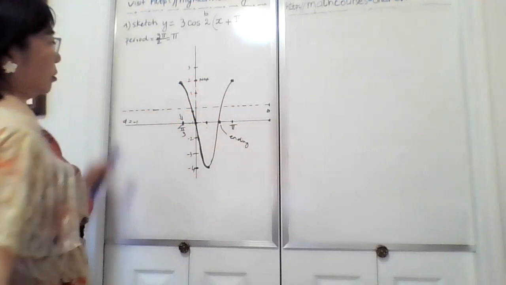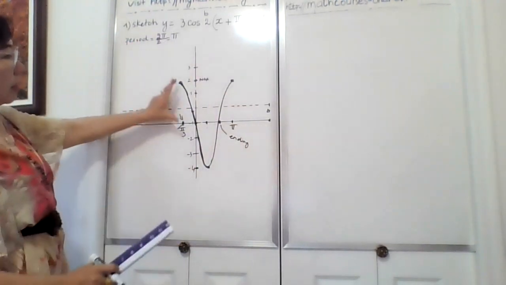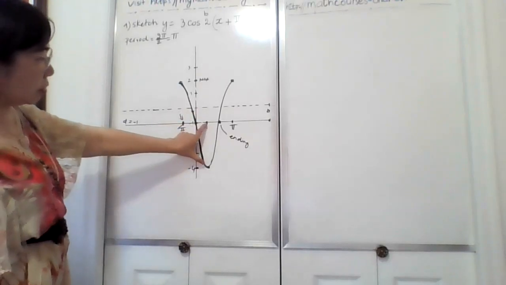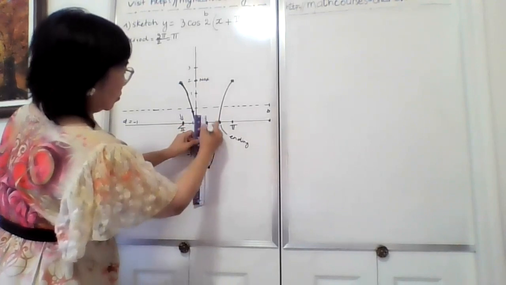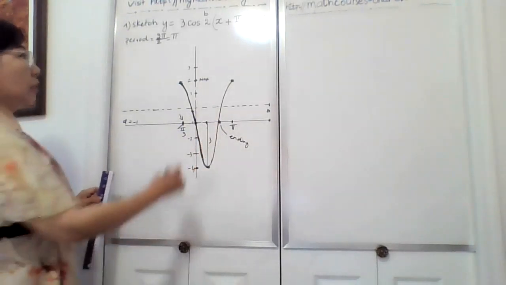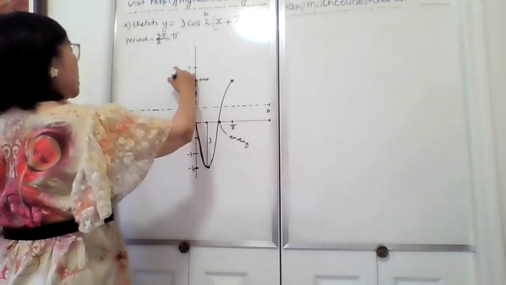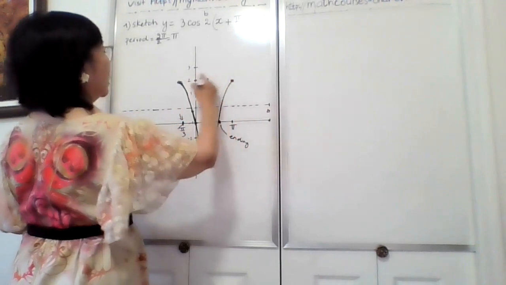And end up here. So this is our wave after we stretch the amplitude by 3, right? From here to here is our amplitude. Okay, so this is 3 units. And the wave starts from the maximum like this, goes to the minimum, and goes up like that.